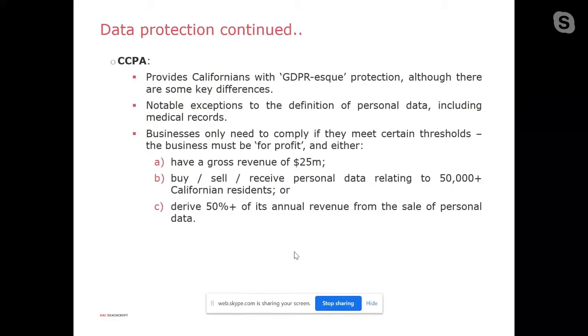Now, in the context of data privacy, one hot topic at the moment is the California Consumer Privacy Act and how that compares to and interacts with the GDPR. And I will hand over, if Kelsey can hear me, and also if I can hear her, to Kelsey for this bit. Yeah, I can certainly hear you, Alistair. I assume you can hear me.